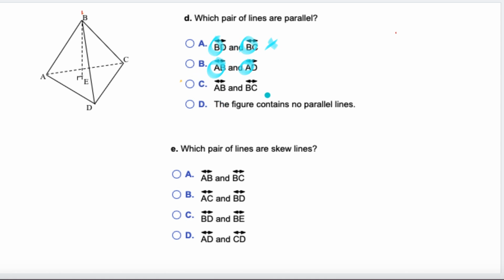How about AB and BC? A, B is here and B is there. So AB and BC intersect at point B, right? And it seems like the figure contains no parallel lines. Okay, how about this one?